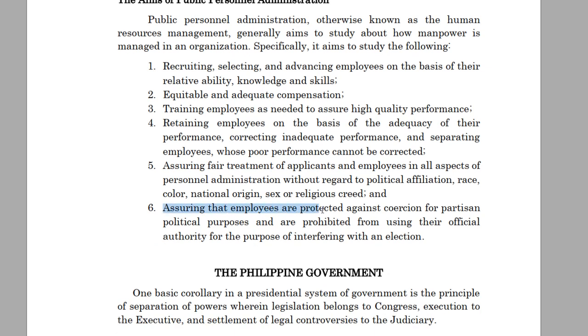And of course, assure that employees are protected against coercion for partisan and political purposes. Since we are in government service, there is so much politics going around, from the compensation, the hiring, the promotion, the demotion, the training, development, and so on. So there is a lot of politics in the government, and it is very important that we study a certain code of conduct or code of ethics for government servants so that we will know how to act as a public servant.